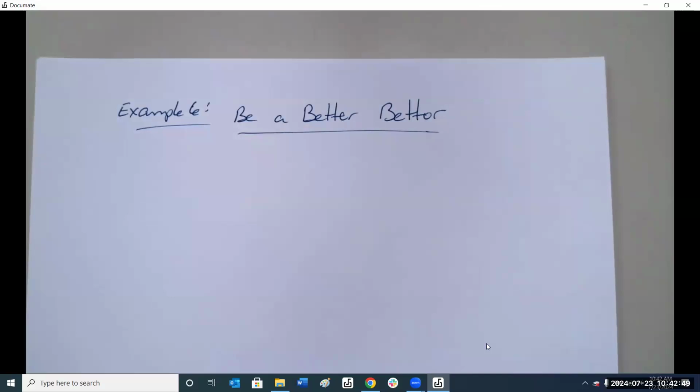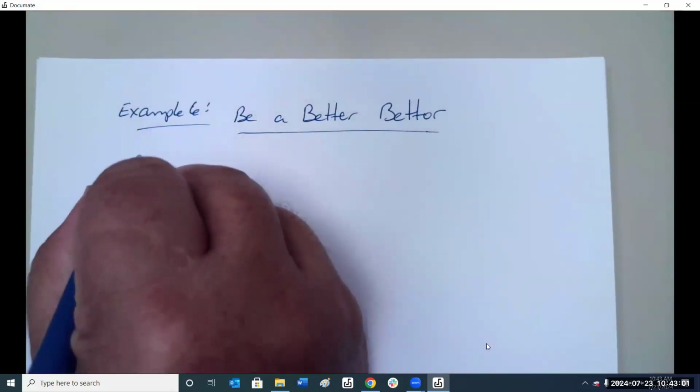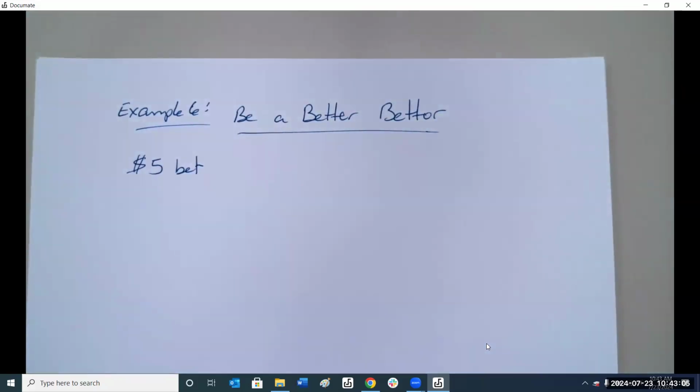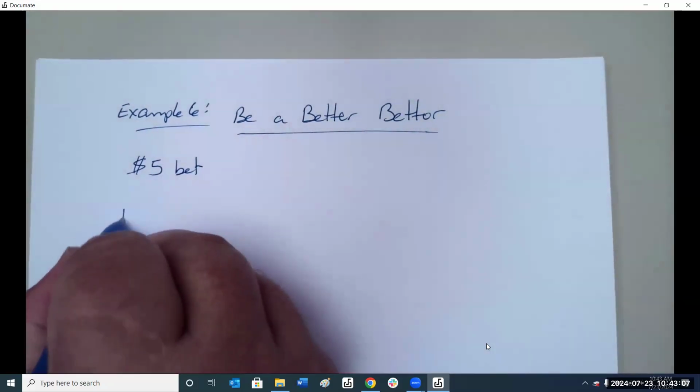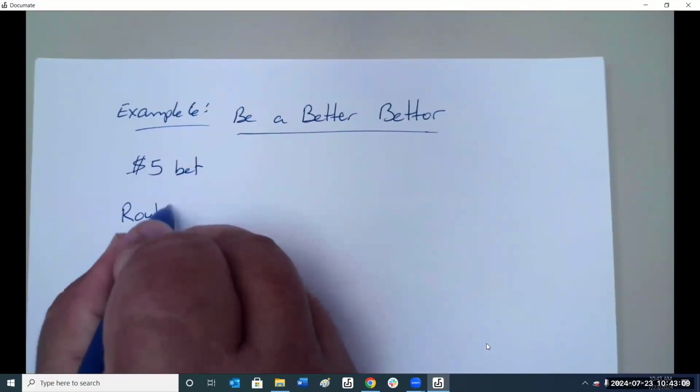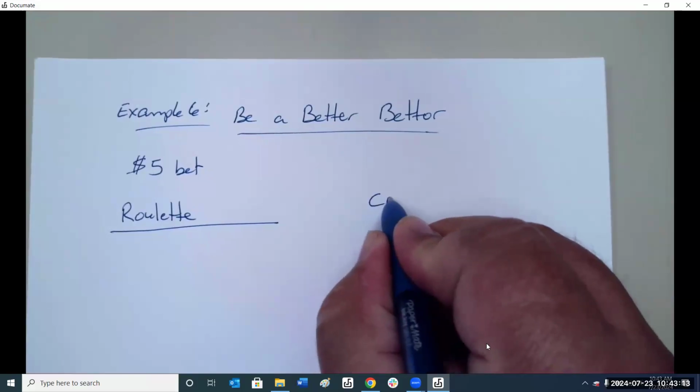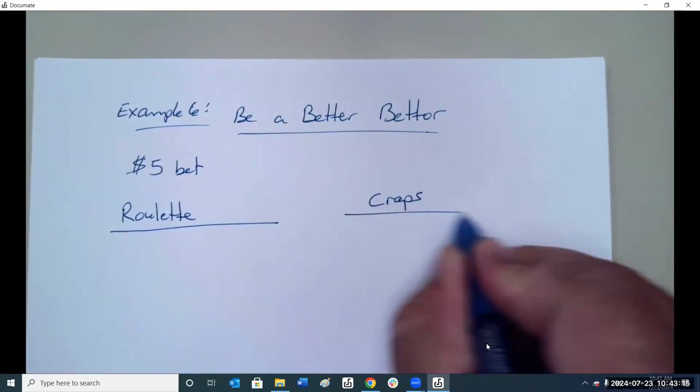You place $5 on a bet at the Golden Nugget Casino in Las Vegas. You have narrowed your choice to one of two bets. Okay, so you have a $5 bet. We have two games. The first game is roulette. The second game is craps.